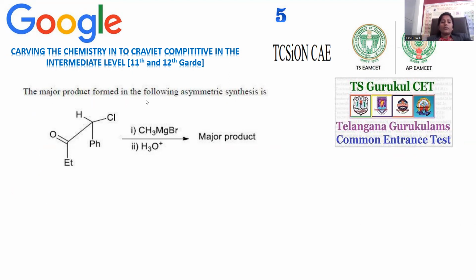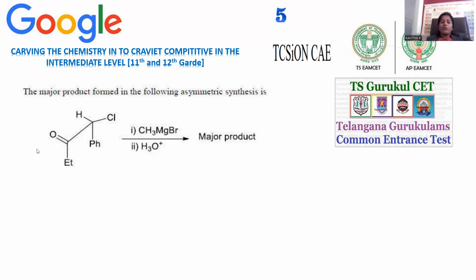The major product formed in the following asymmetric synthesis. Asymmetric synthesis is nothing but any compound is said to be asymmetric where two poles are having different orientation, different composition, different kind of conformations, right? That is called asymmetric synthesis. If you are taking a similar kind of reagent or a similar kind of starting material, then symmetry will be existing.